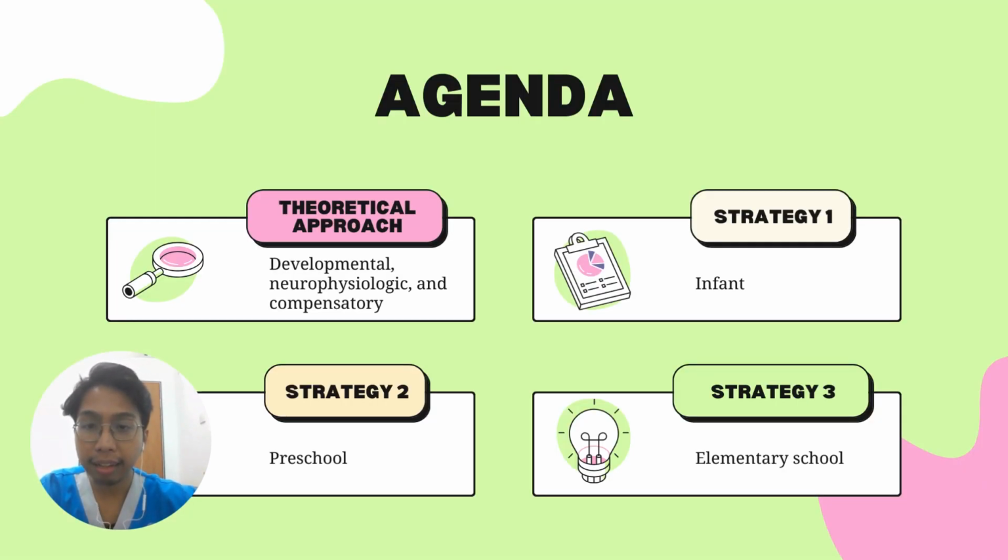In this agenda, I want to talk about four things: theoretical approach, and then strategy one, strategy two, and strategy three. For theoretical approach, there are three things I want to talk about: developmental, neurophysiologic, and compensatory. Strategy one focuses on the infant for visual perception intervention, strategy two is for preschool, and strategy three is for elementary school.